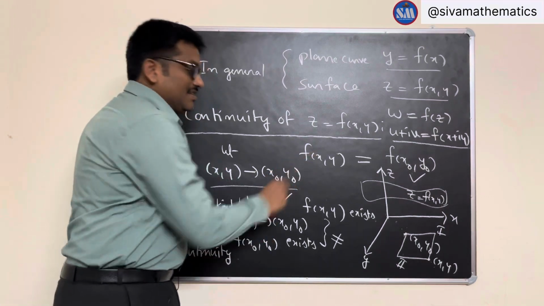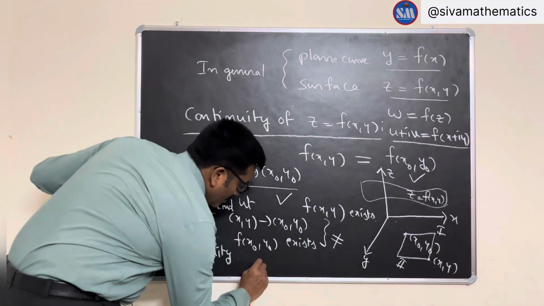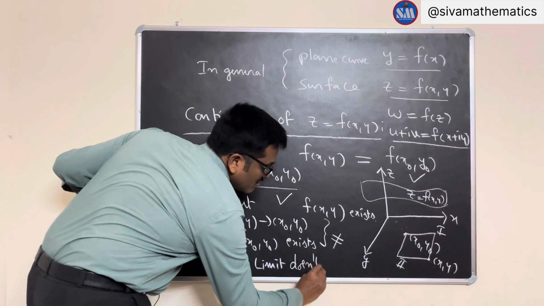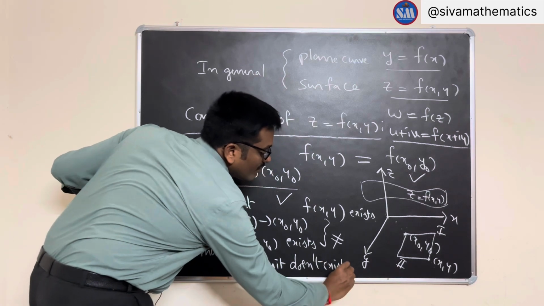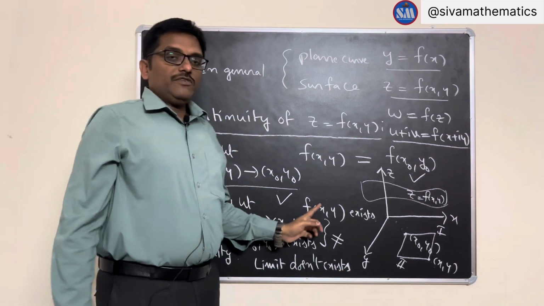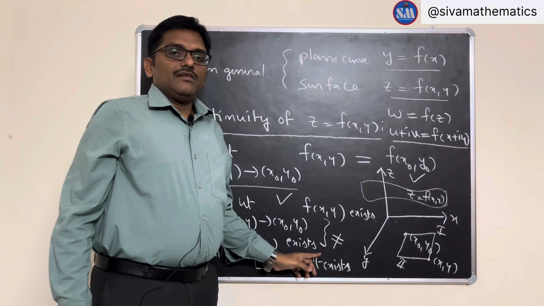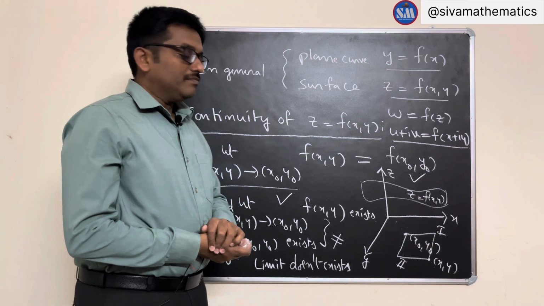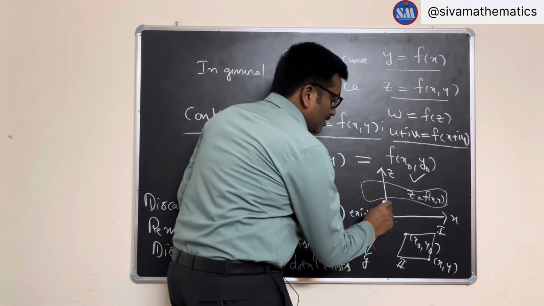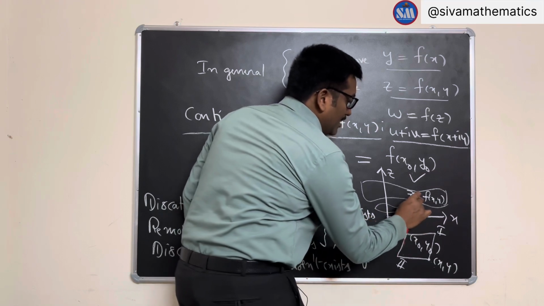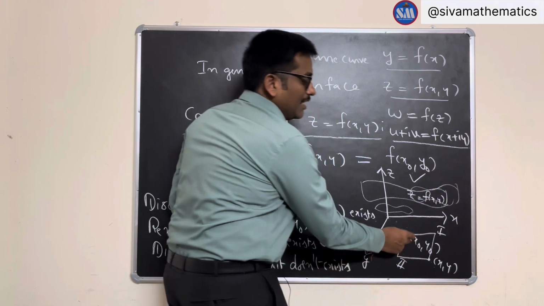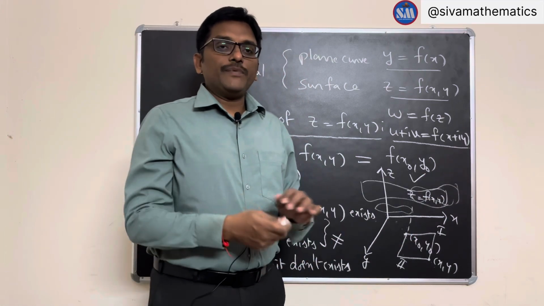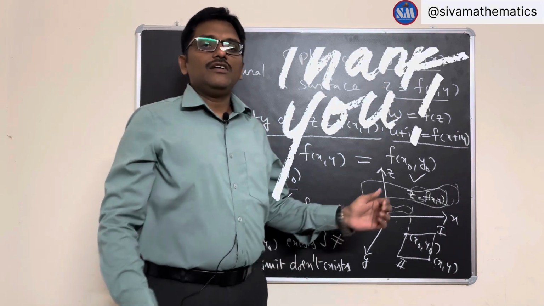If the limit does not exist, then we say that is discontinuity of the second kind or jump discontinuity. Limit does not exist means the graph may be like this up to here and it takes some jump. At this particular point the function takes a jump: discontinuity of the second kind or jump discontinuity.